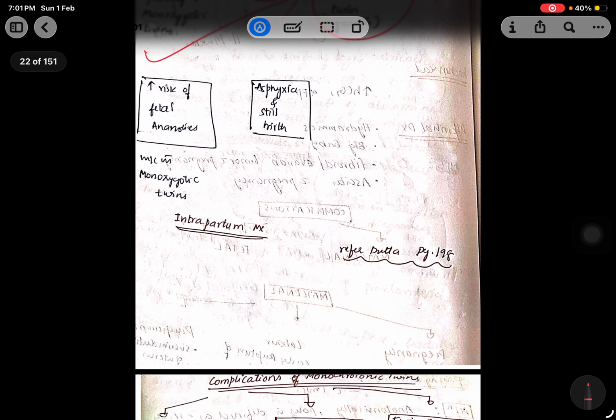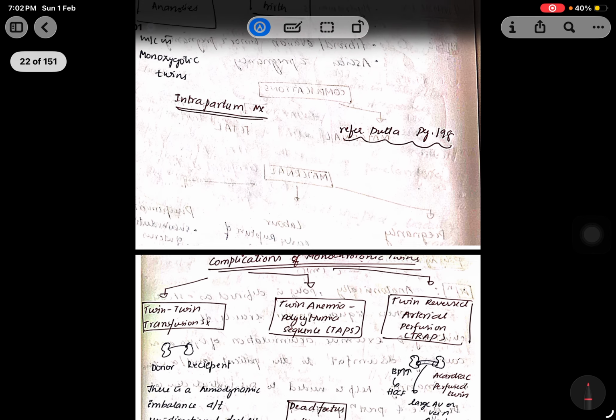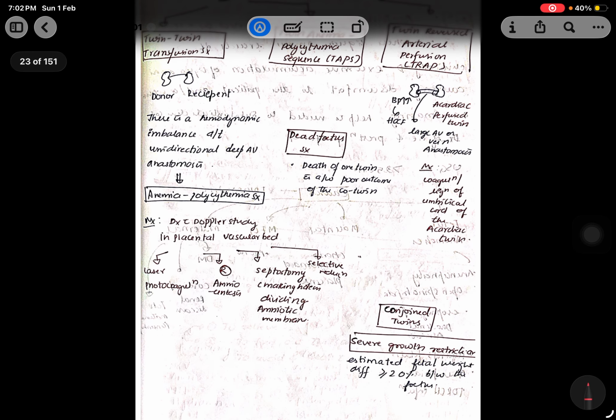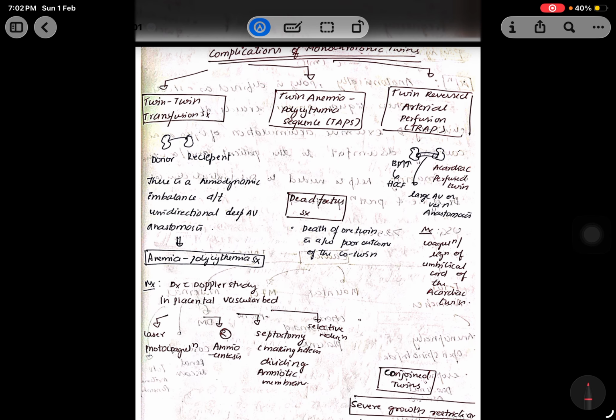Again, intrapartum management of this we'll be discussing later. It's an important thing. Again, complications of monochorionic twins: as I mentioned, one placenta is creating all kinds of problems. So imagine there is a donor and a recipient, you might have twin to twin transfusion syndrome. It's a hemodynamic imbalance due to AV anastomosis, which will lead to twin anemia polycythemia sequence.